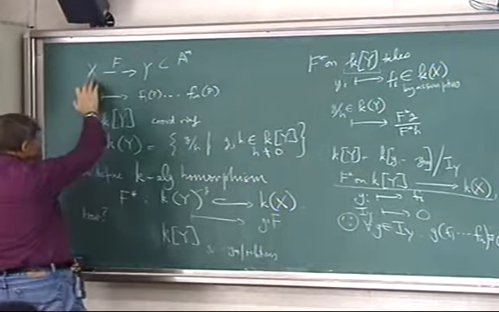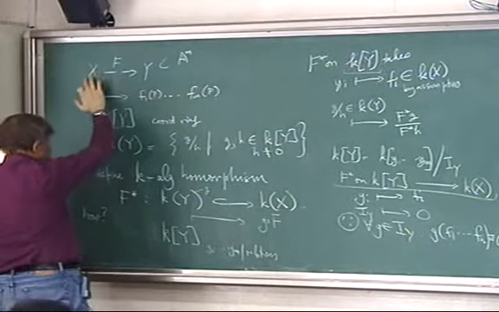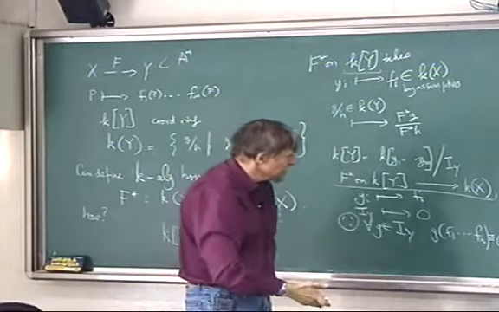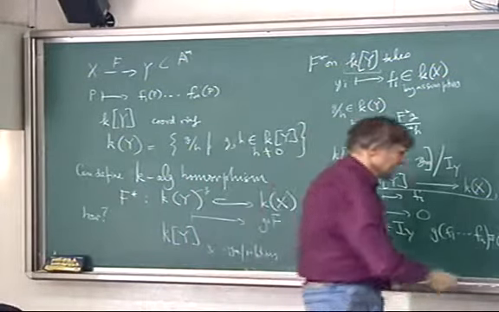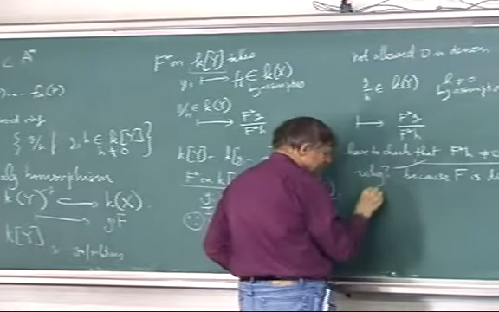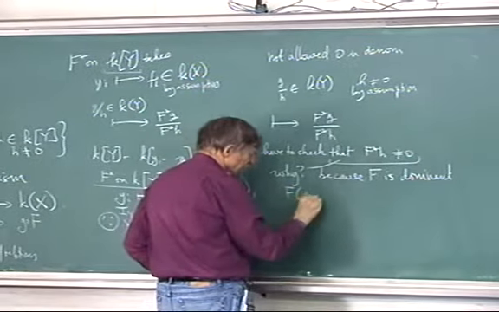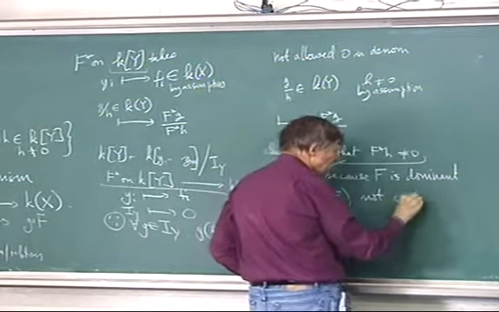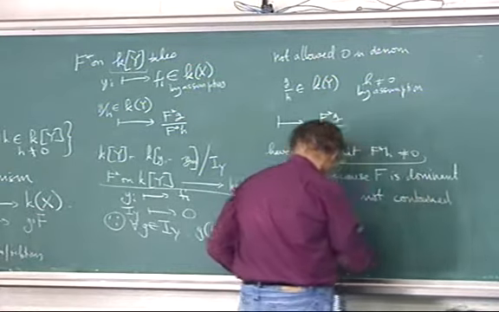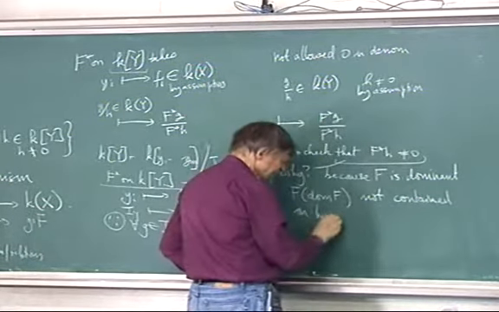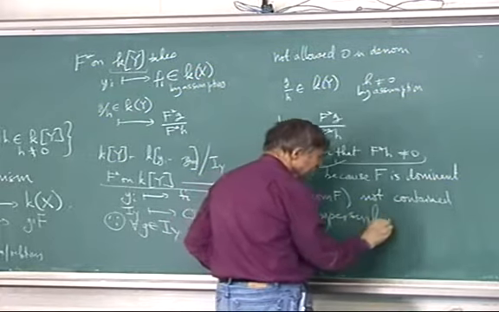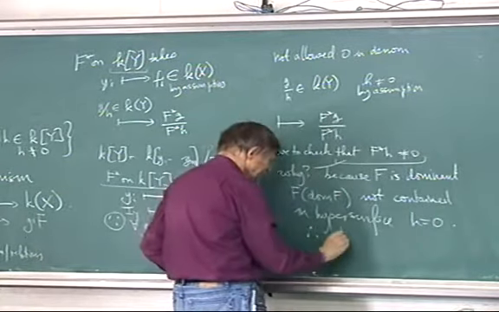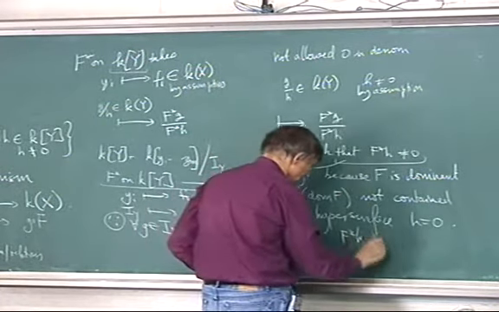So if the whole of x where this map is defined, the whole of x maps forward and lies inside h equals 0, then the map's not dominant. So if I do f applied to dom of f, this is not contained in the hypersurface h equals 0. Therefore, f upper star h is not 0.